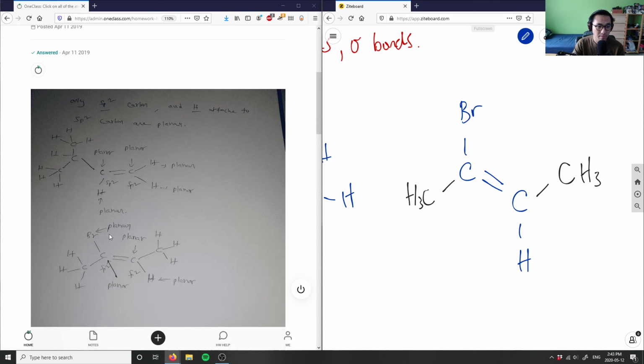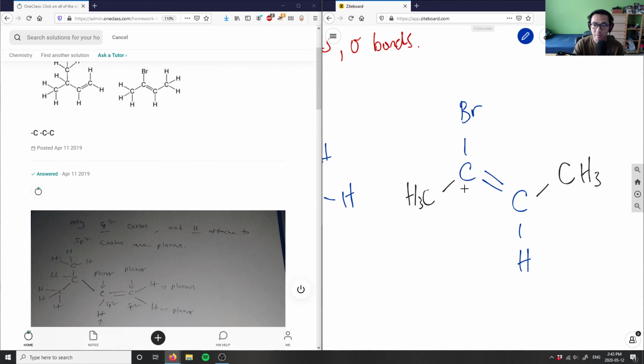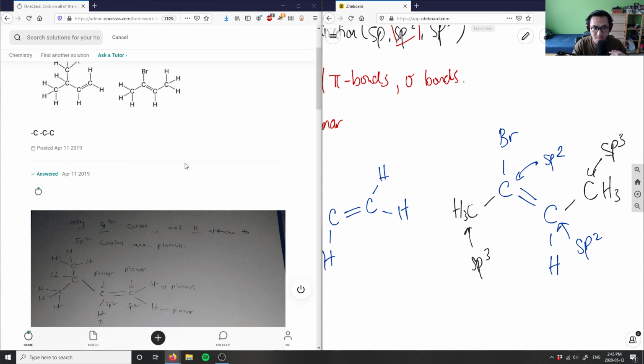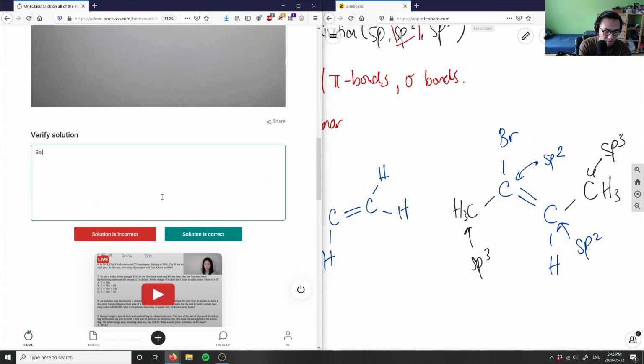As you can see, this Br is planar, this carbon's planar, this carbon's planar, and this hydrogen is also planar, because this carbon here is sp2 hybridized, and this is also sp2 hybridized. However, these guys here are sp3 hybridized. So sp2 is planar, sp3 is tetrahedral, so it's not planar. This here is the correct answer, so the solution here is correct. This is a good analysis as well.